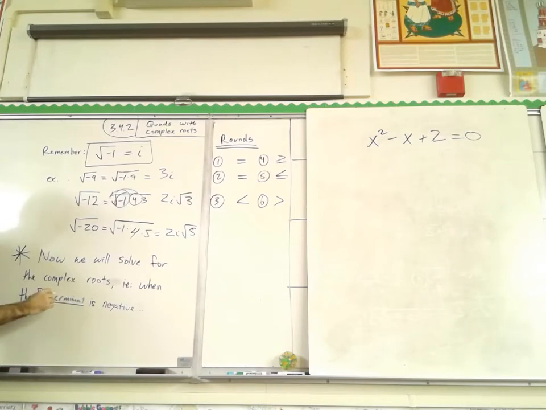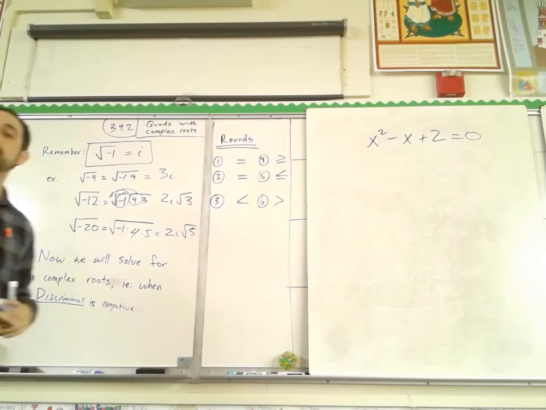So remember the discriminant. When the discriminant is negative, we're going to end up with those complex roots.